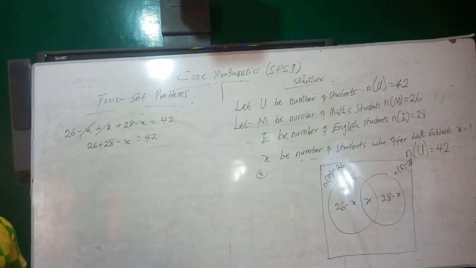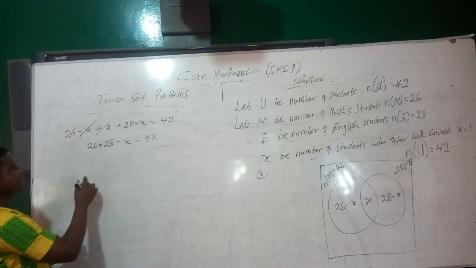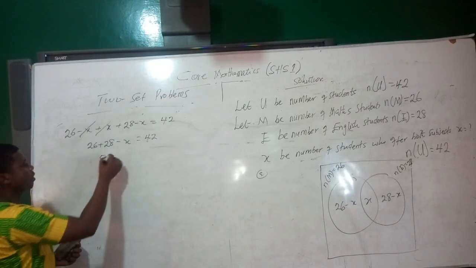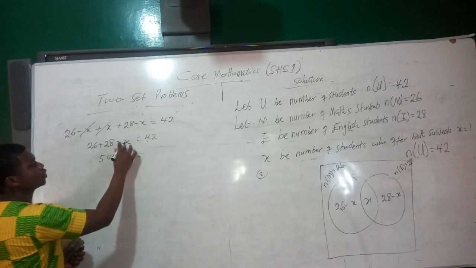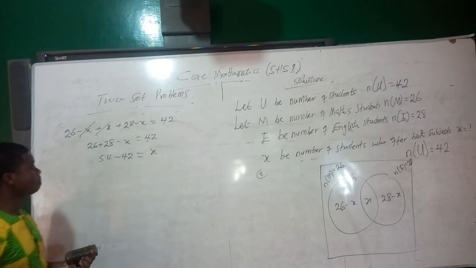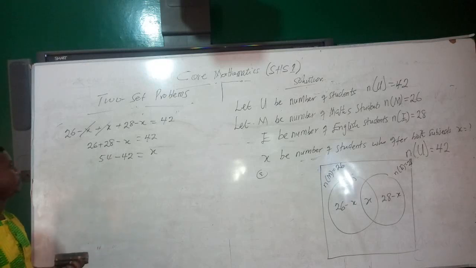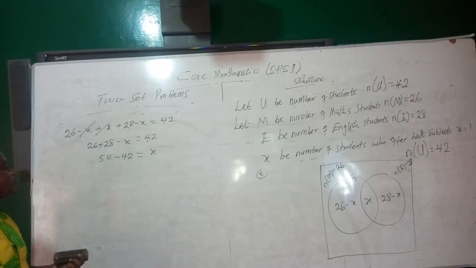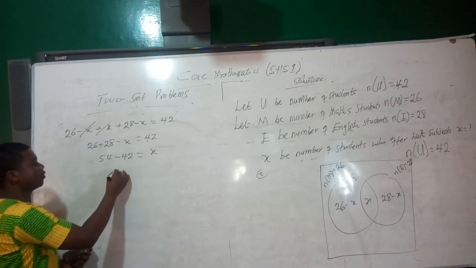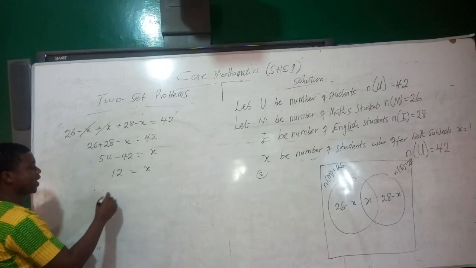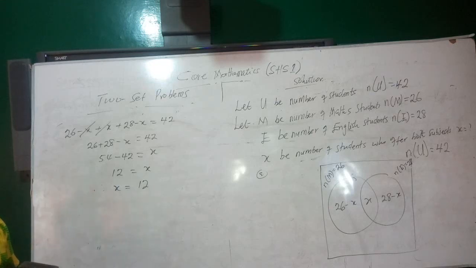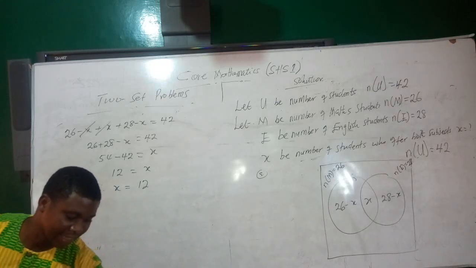Now the next step is to make x the subject. 26 plus 28 is 54. Now this 42 will come here because we are making x the subject, so minus 42 is equal to x, which becomes positive. So we have 54 minus 42, and when you subtract that, we have 12 is equal to x. Therefore, x is equal to 12. So now we have our x. From our question, let's look at what they demand from us.